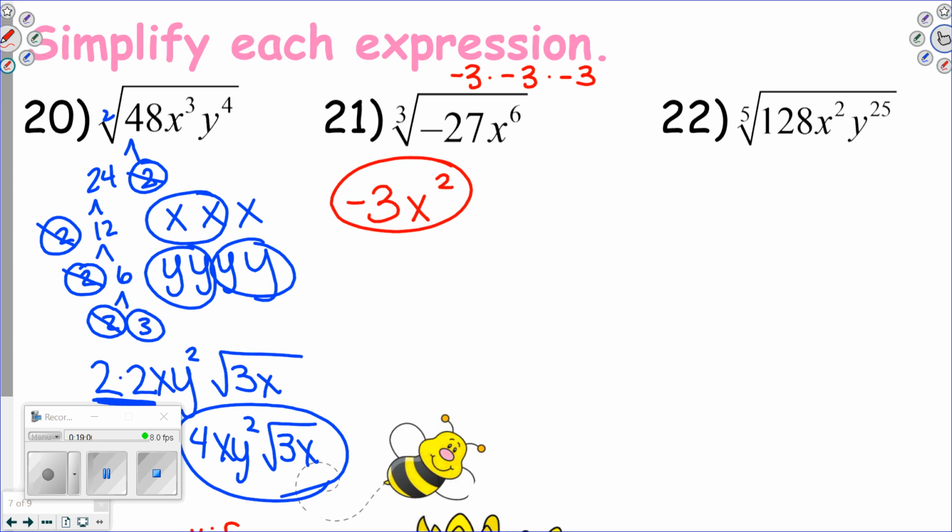Adrian? Number 22. 5th root of 128. Is that perfect? Type it in. No, it's not? All right, well, if it's not perfect, always try first, because my gosh, it's way easier if it's perfect. Good. 2 and 64.